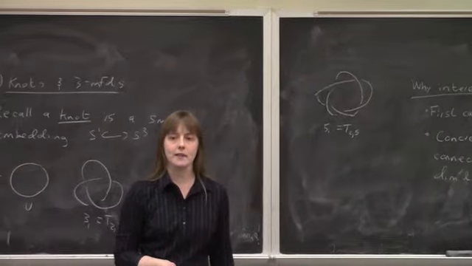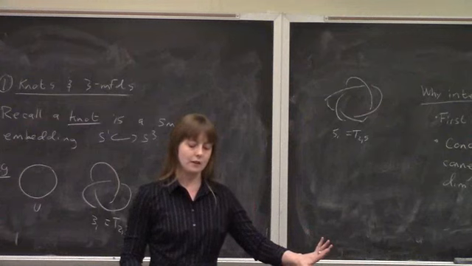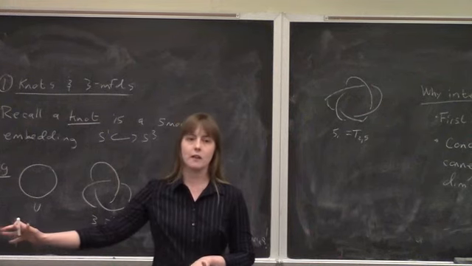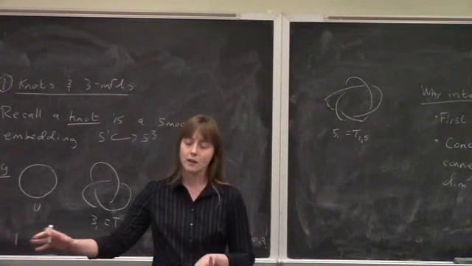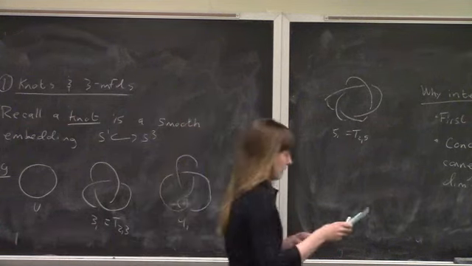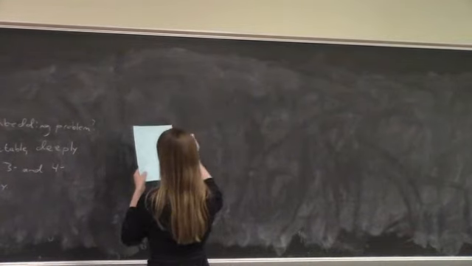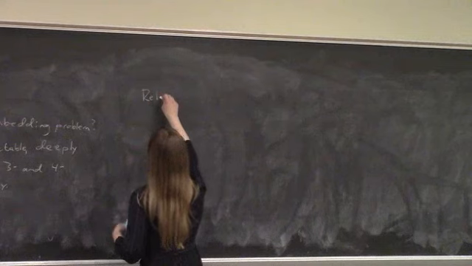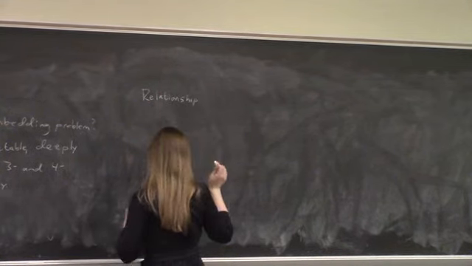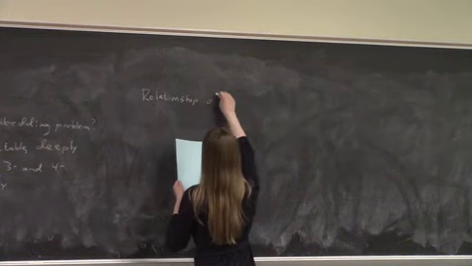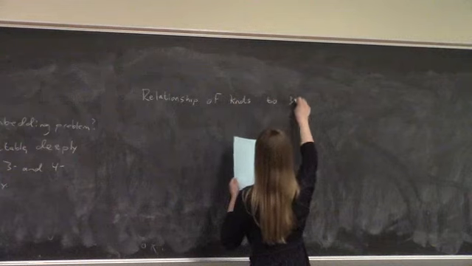When they say that, they mean that they care about dimensions 3 and 4 primarily. In 1 and 2, we sort of understand everything that's going on. In 5 and above, there's more room to maneuver, and so many things can be made sort of standard. 3 and 4 are the most interesting and mysterious to us in some ways. So why are knots so connected to 3 and 4 dimensional topology? Well, one of the main reasons is the surgery construction. So let's talk about the relationship of knots to 3-manifolds.